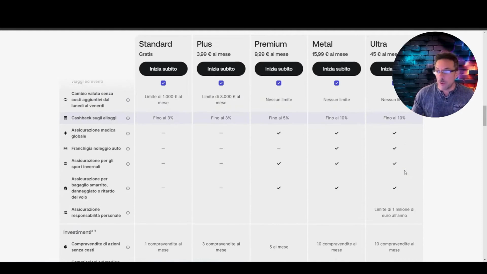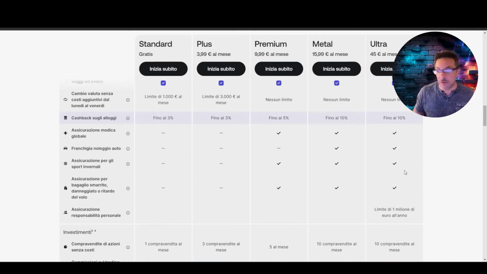And just like before, you have medical insurance for emergencies, excess insurance for additional protection, winter sports insurance for skiing and snowboarding, baggage insurance for lost or delayed luggage, and in addition, you have personal liability insurance for unforeseen incidents. What is this? For example, let's say you go on vacation and something happens. Well, with Ultra, you're insured up to £1 million.